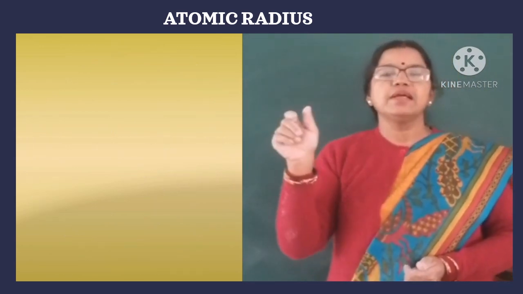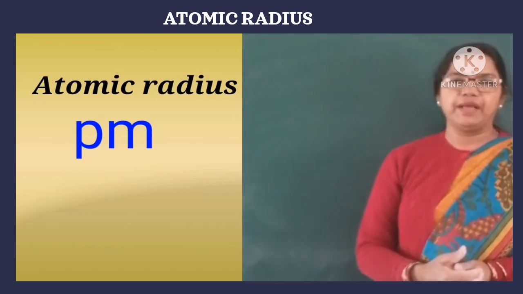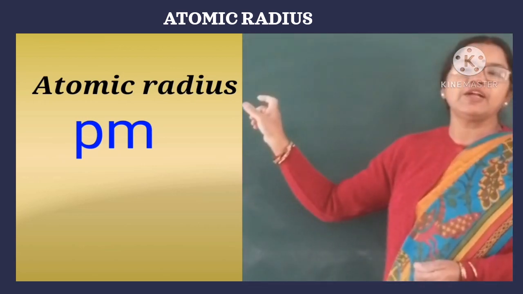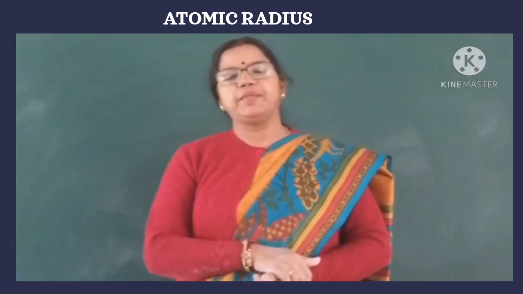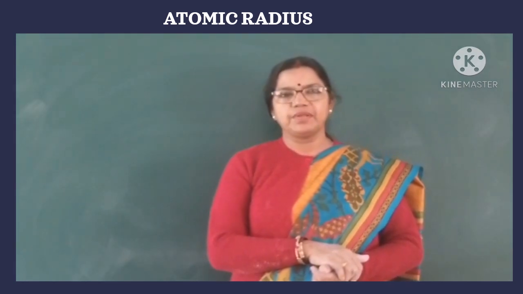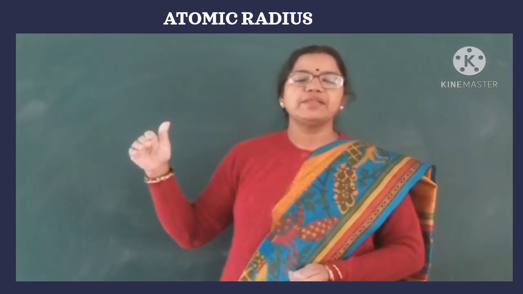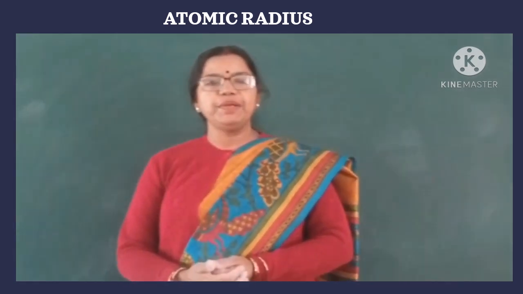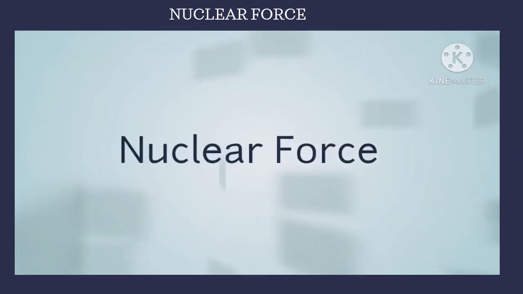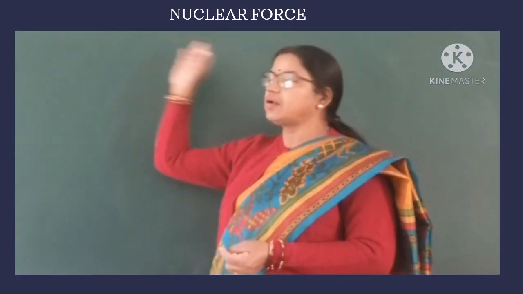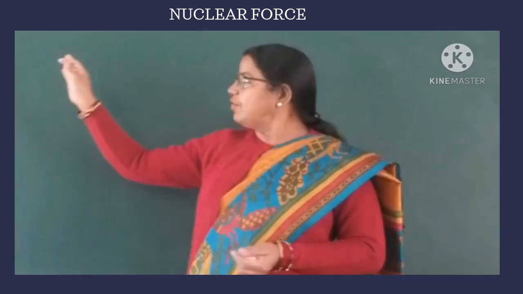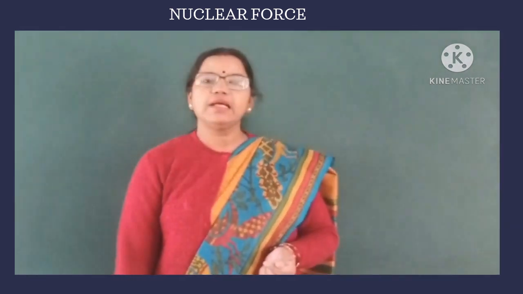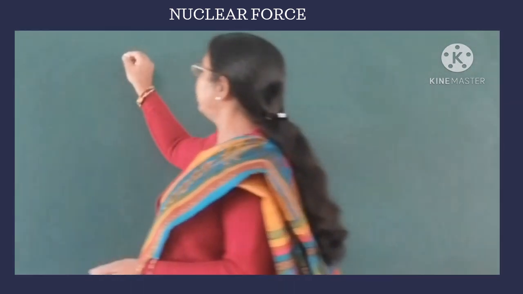And this atomic radius is measured in picometers. The higher the atomic radius, the bigger the atomic size. So through the atomic radius, we can determine the size of atoms. Now let us discuss how atomic size changes on moving across the period and down the group. But before explaining atomic size, let me explain the nuclear force.